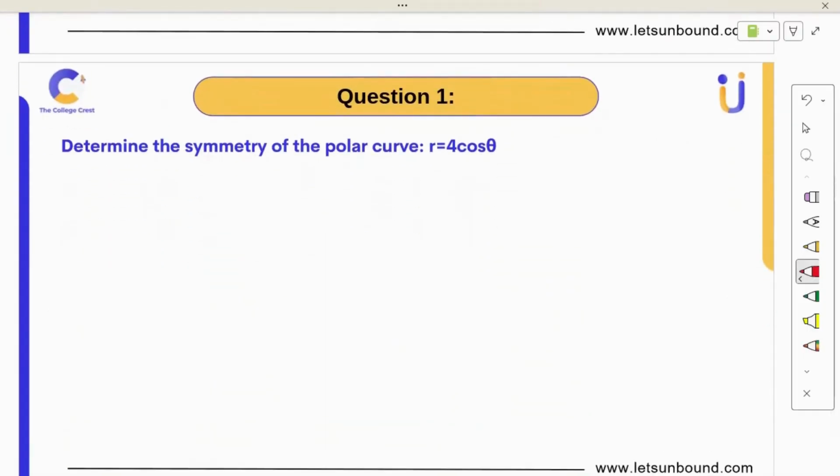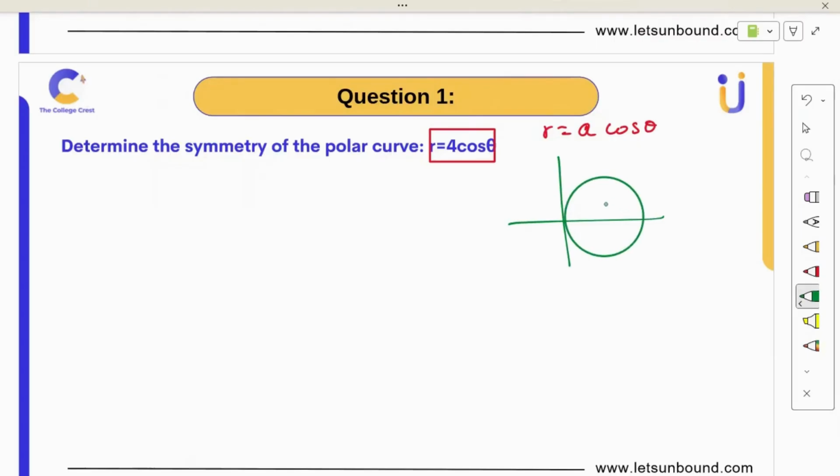Let's go for questions. Determine the symmetry of the polar curve. So this polar curve represents a circle. As we know, r equal to a cos theta represents a circle, and it's a horizontal circle, a circle that lies on the x-axis. X-axis symmetry it will have.